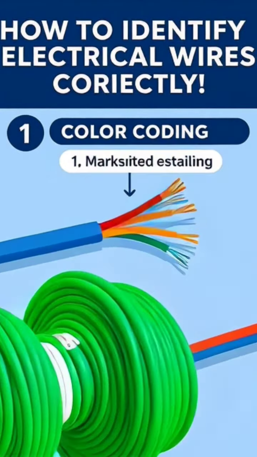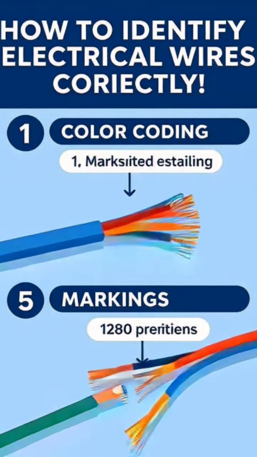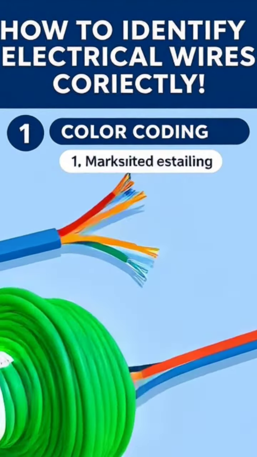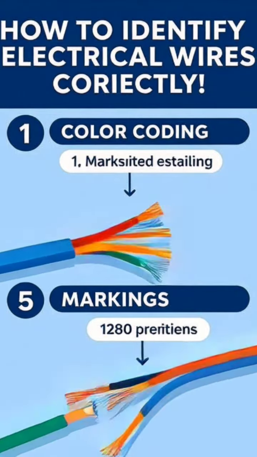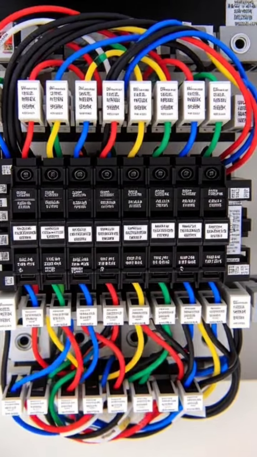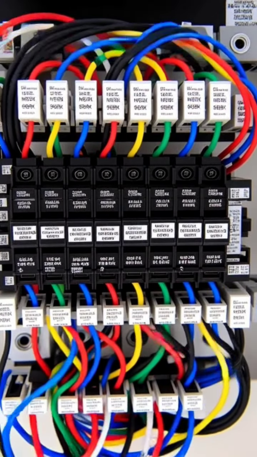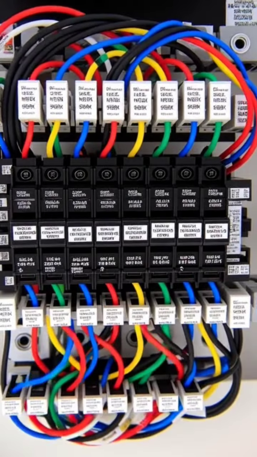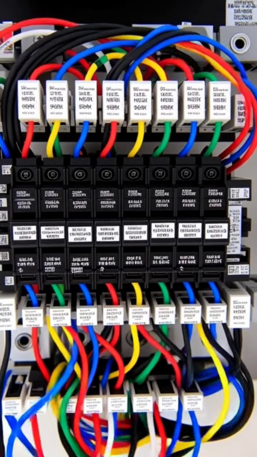In most countries, the color of a wire tells us its purpose. For example, the black or red wire is usually the live wire, meaning it carries current from the source. The blue or white wire is normally the neutral wire, which completes the circuit back to the source. The green or yellow-green wire is the earth or ground wire, which is used for safety to prevent electric shock.